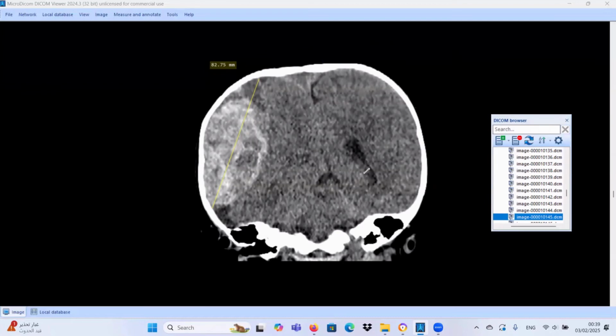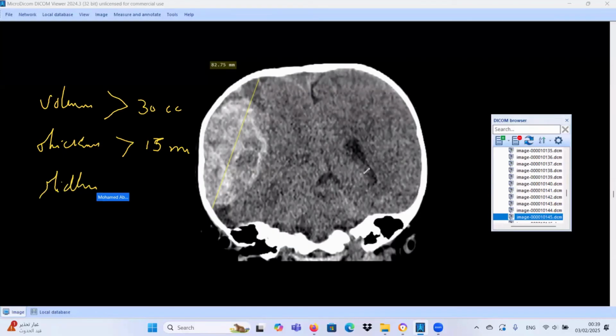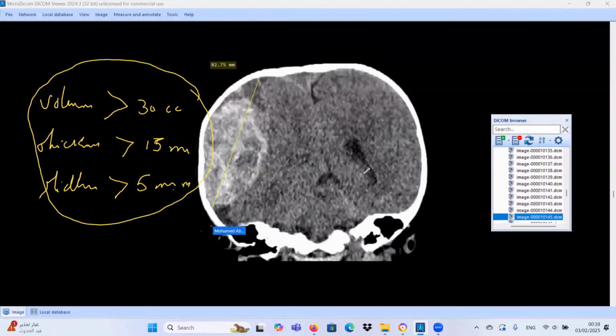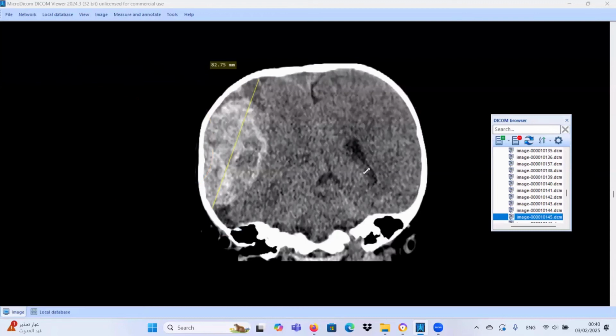Why are we measuring all of these dimensions? Because there is an indication for surgical intervention if the volume of the extradural hematoma is more than 30 cc, if the thickness is more than 15 millimeters, and we have here 37 millimeters, and if the midline shift is more than 5 millimeters. So we have all three parameters indicating that this child needs surgical intervention. Before starting your report, you should hold your phone and call the neurosurgeon to say that you have an urgent case, and inform him.